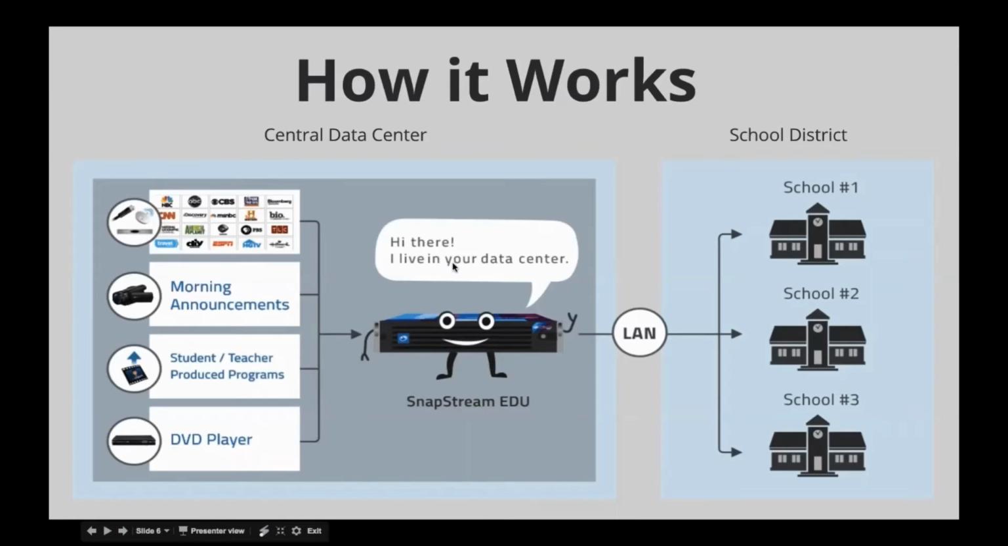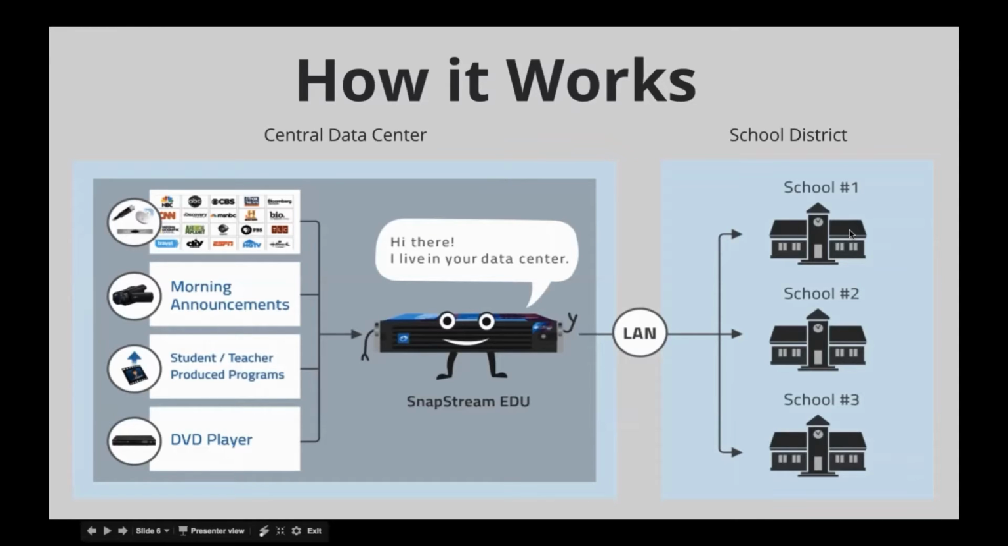So how does SnapStream work? SnapStream is an appliance that lives in your data center. You can plug any of your TV sources into SnapStream. It might be cable TV, it might be morning announcements, a camera like an HDMI camera. It might be student or teacher produced programs, something like an MP4 file that was created on an iPad, and you upload that. It might be a DVD player. You plug your video source into SnapStream, and it will multicast it or unicast it depending on how you want to set it up.